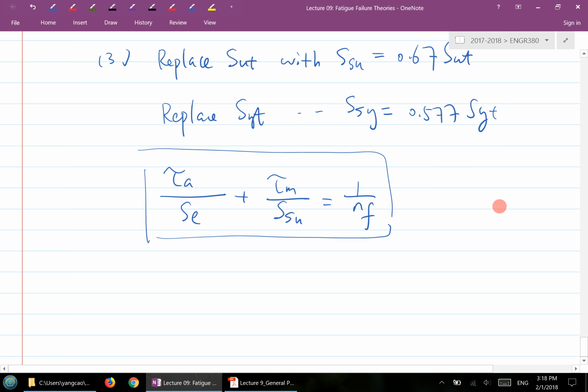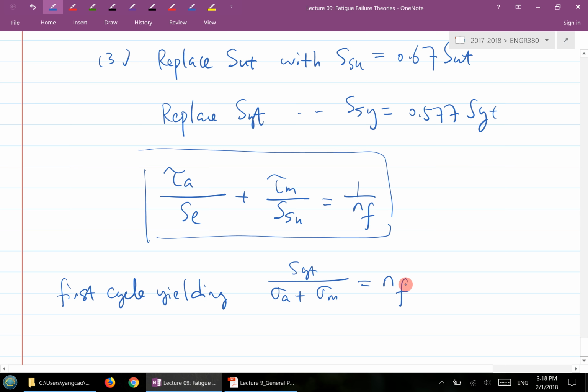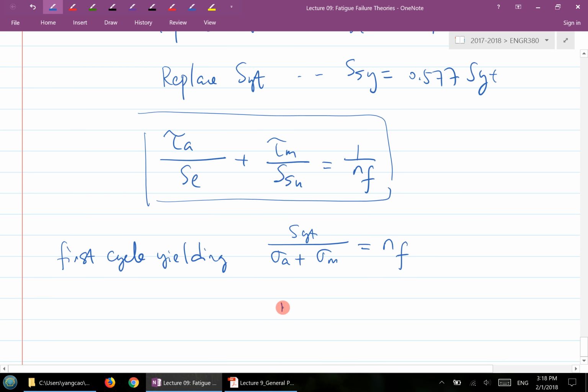And of course, for first cycle yielding, originally it's SYT over sigma A plus sigma M equal to the safety factor. Now the NF will become SYT replaced with 0.577 SYT, that is SSY, over tau A plus tau M. For torsion.